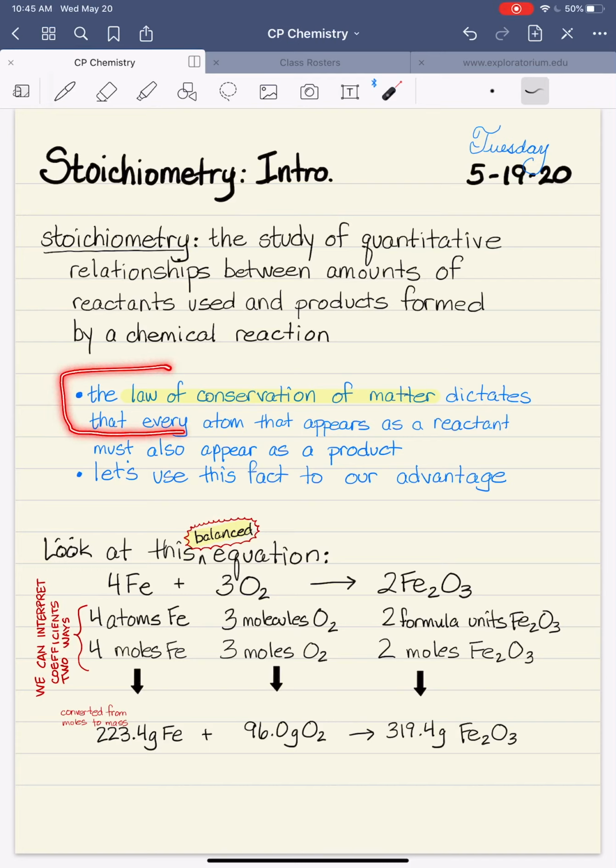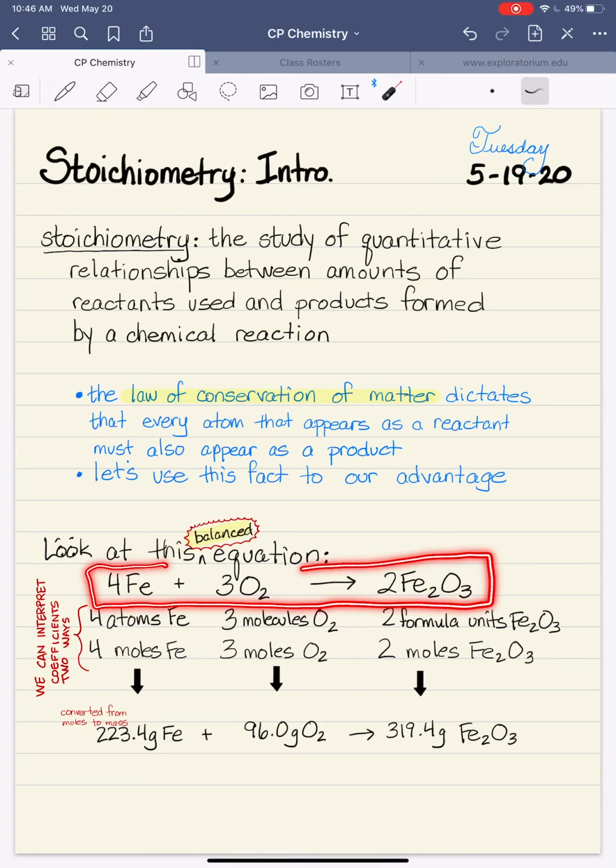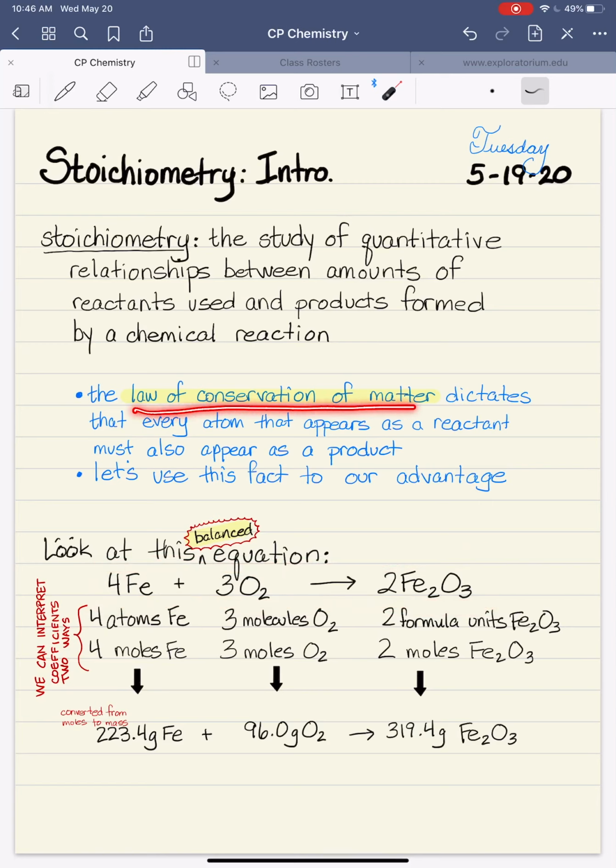It depends upon the law of conservation of matter that tells us that every atom going into a chemical equation must also be present in the product. Nothing magically appears or disappears. And we're going to use that fact to our advantage. All right, so I want you to look at this balanced equation. I highlighted the word balanced because we can't begin any stoichiometry without balancing the equation. Again, we have to obey the law of conservation of matter. So if your equation isn't balanced, the equation would reflect that you're not obeying the law of conservation of matter.